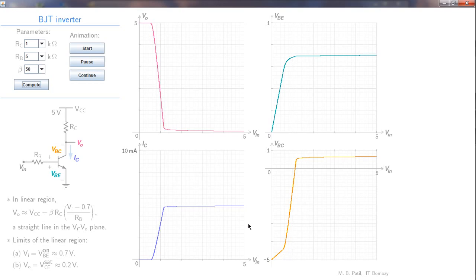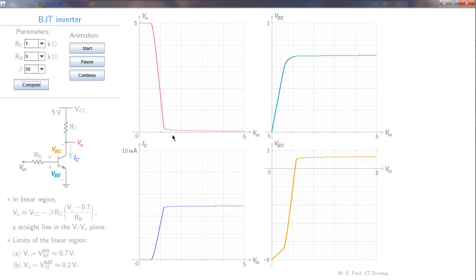At this point, which is the same as this point here, the transistor turns on and enters the linear region. And now for VO we have this equation. VB will not change too much beyond this point. It will stay at about 0.7 volts, and therefore VBC will start rising, and that is because this voltage is falling, this voltage is constant, so therefore VBC will start rising, and that is what is seen over here.